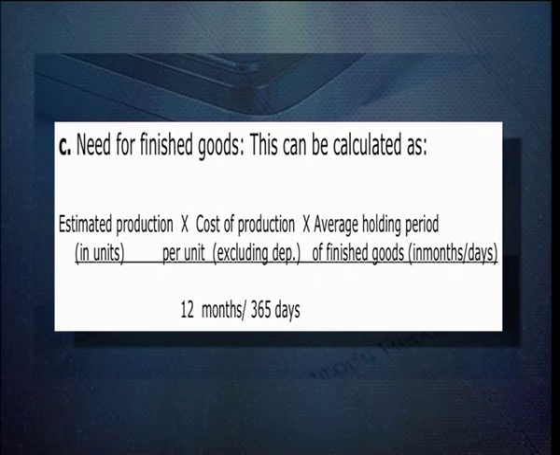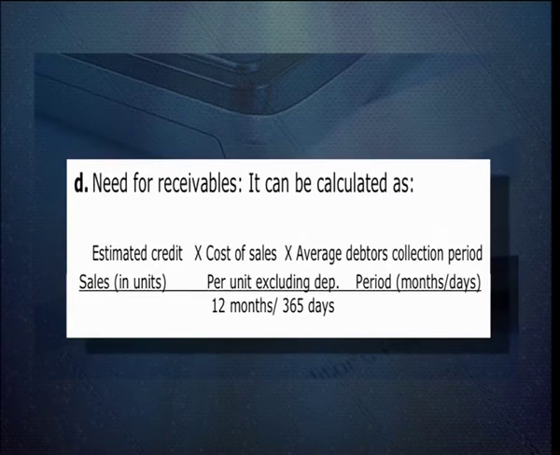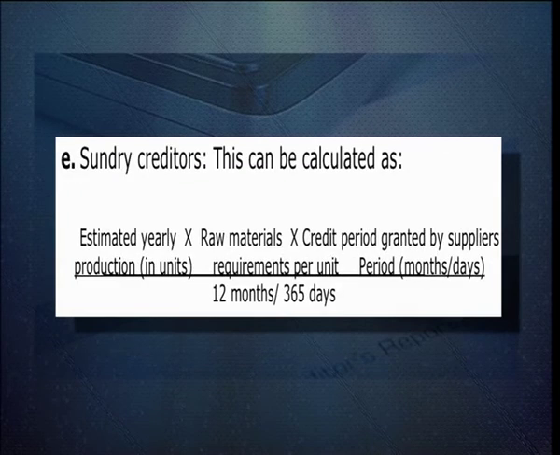D, need for finished goods. This can be calculated as estimated production, which is in units, multiplied by cost of production per unit, excluding depreciation, multiplied by average holding period of finished goods, which is in months or days, divided by 12 months or 365 days. E, need for receivables. It can be calculated as estimated credit sales in units into cost of sales per unit, excluding depreciation, into average debtors collection period, which is in months or days, divided by 12 months or 365 days.